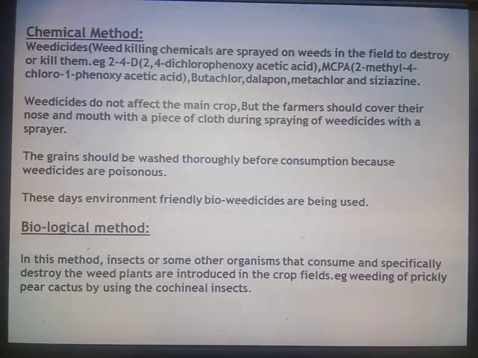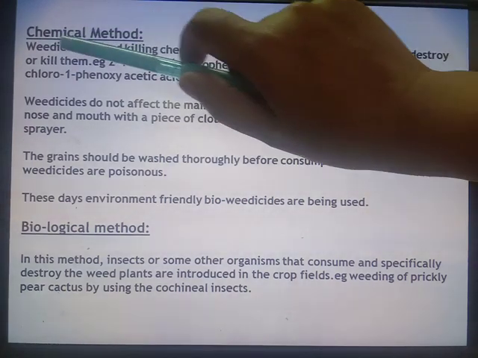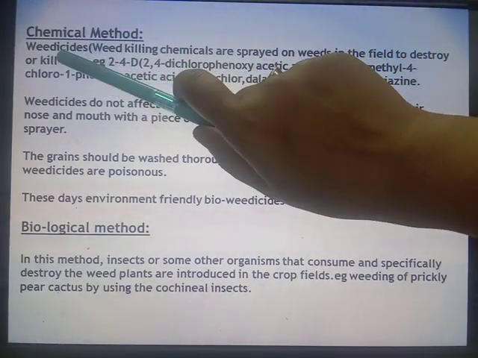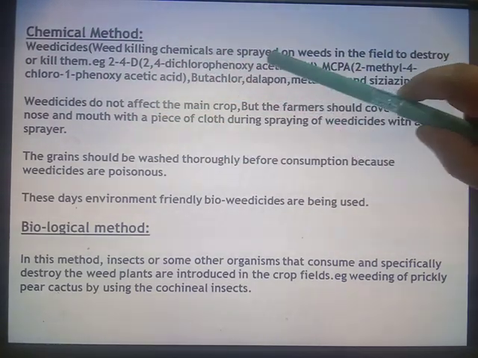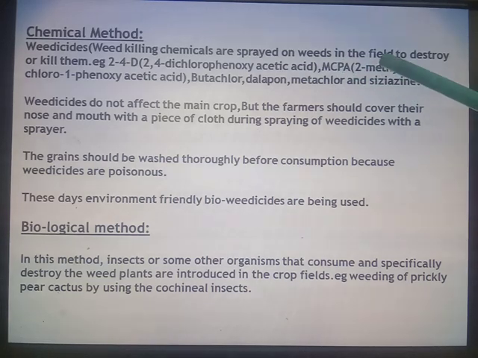Second is the chemical method. As its name suggests, it uses chemicals. Chemicals are known as weedicides. So what is done in this method? Weed killing chemicals are sprayed on weeds in the field to destroy or kill them.